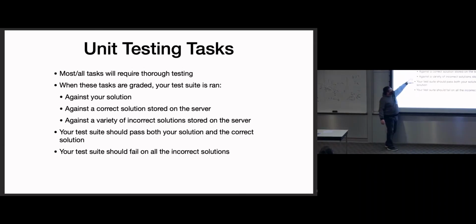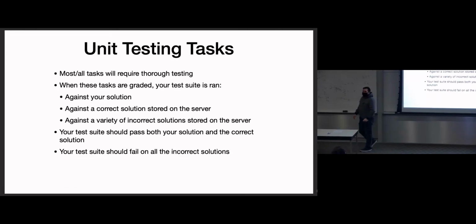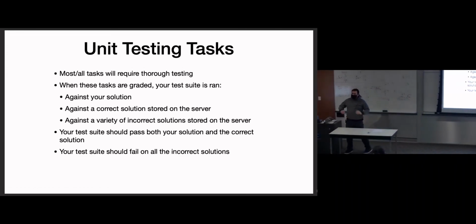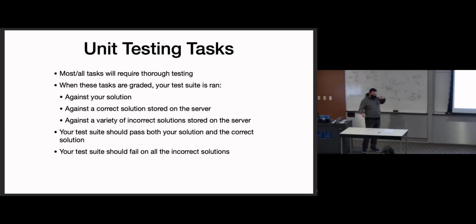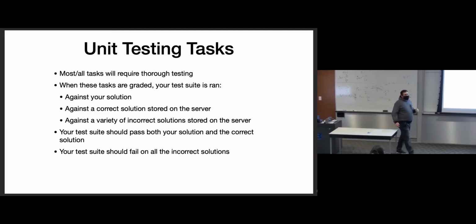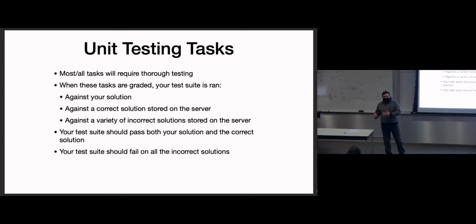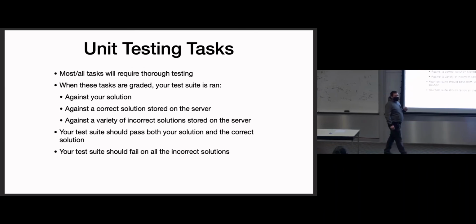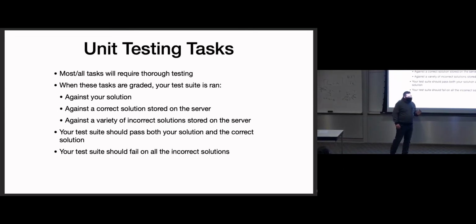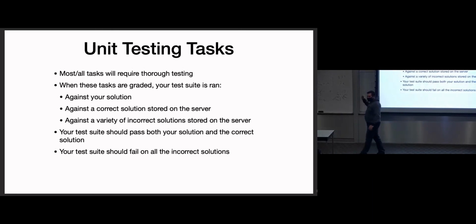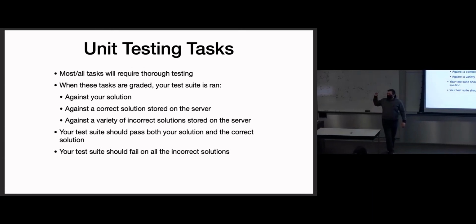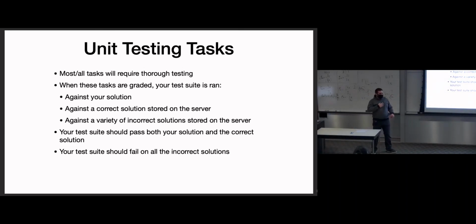And then a variety of incorrect solutions. So the server, in addition to the correct solution, is going to have a variety of incorrect solutions. Each one of those incorrect solutions will have various bugs in them. They won't always return the correct answer. Most inputs will return the correct answer, but they will have some specific bugs in them. Your test suite needs to identify all of them. Your test suite needs to be able to say, these are all incorrect solutions, and have at least one test that's going to fail each one of those. So at least one test where each incorrect solution did not return the correct output that you expected.